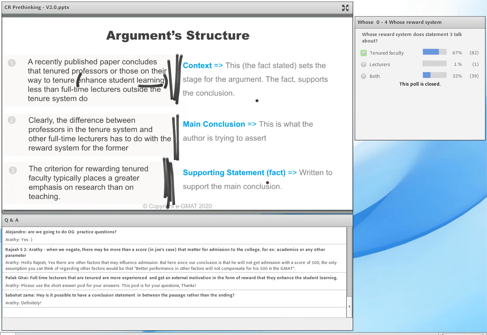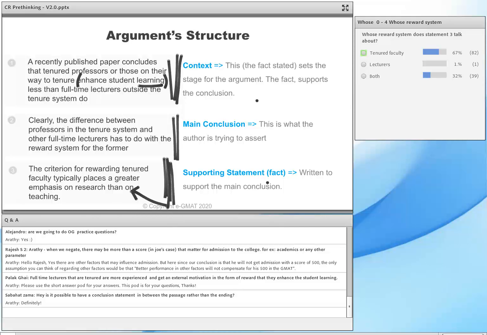Again, the majority is correct. 82 of you say it's just the tenured faculty, and that is true. We only know about the reward system for tenured faculty over here from this. We don't know anything about the reward system for lecturers. For those of you who say both, you again see where you're making a mistake in reading.